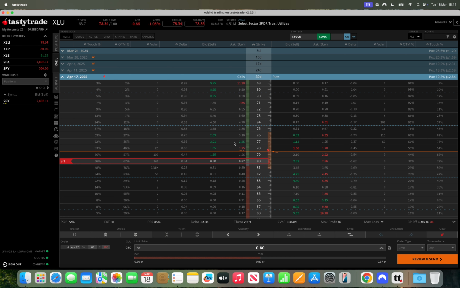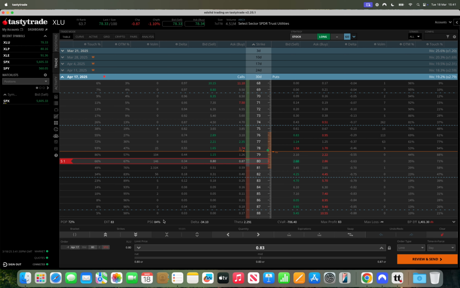Okay, now what's our chance of making money on this trade? Well, if you look in the bottom left, we have a POP of 72%. That means we're going to make money 72% of the time, and we also have a P50 of 84%. Your POP is if you hold till expiration, and your P50 is your probability of profit if you get out at 50% of max profit.